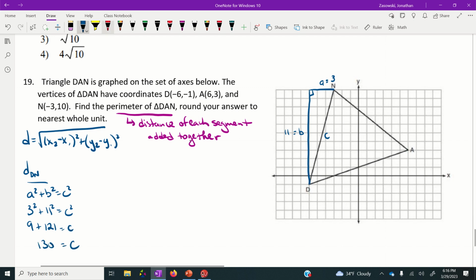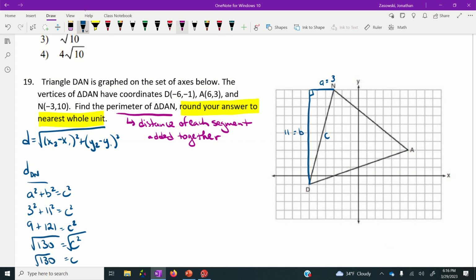Now it says, round your answer to the nearest whole unit. So I don't need to do any simplest radical form here. Okay? Don't need to do any simplest radical form. Don't forget your squared. And then we square root to get the square root of 130 equal to C.